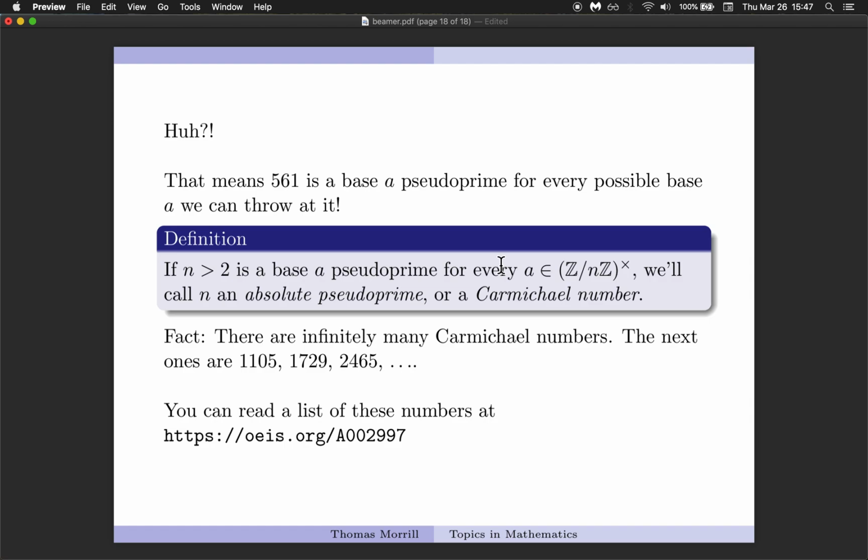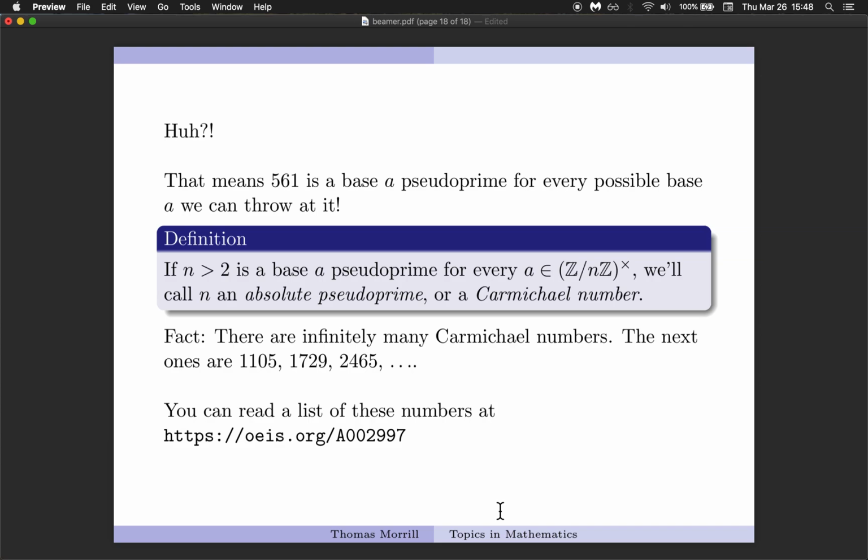So, 561 is the smallest Carmichael number. The next ones up are 1105, 1729, which is famous for other reasons, if you've seen that before, 2465, and so on. Just for laughs, you can find a list of these numbers on the online encyclopedia of integer sequences, number A002997. So link right here, or just type that into your browser.